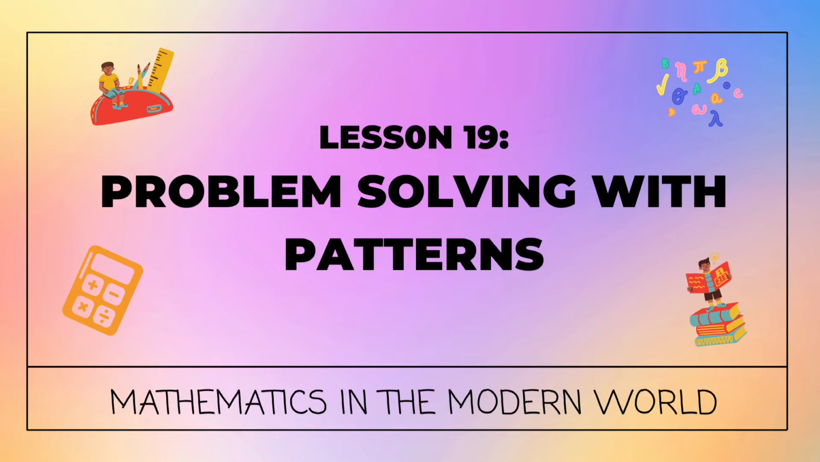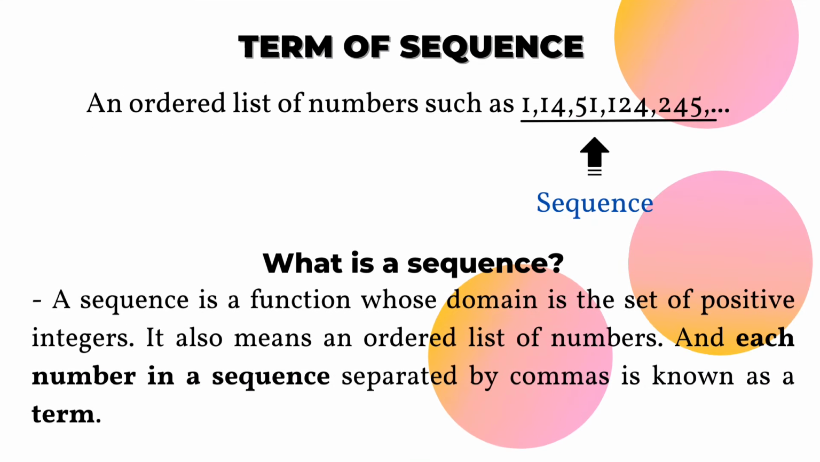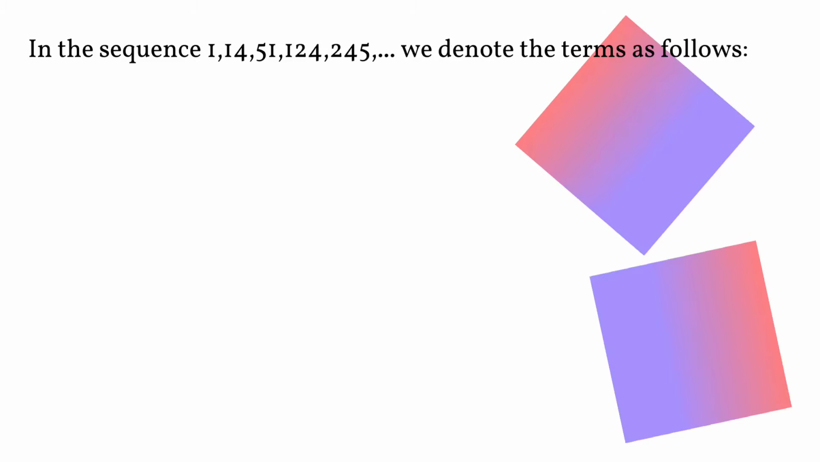Problem solving with patterns. An ordered list of numbers such as 1, 14, 51, 124, and 245 is known as a sequence. So what is a sequence? A sequence is a function whose domain is the set of positive integers. It also means an ordered list of numbers. And each number in a sequence separated by commas is known as a term. So, in the sequence 1, 14, 51, 124, and 245, we denote the terms as follows.